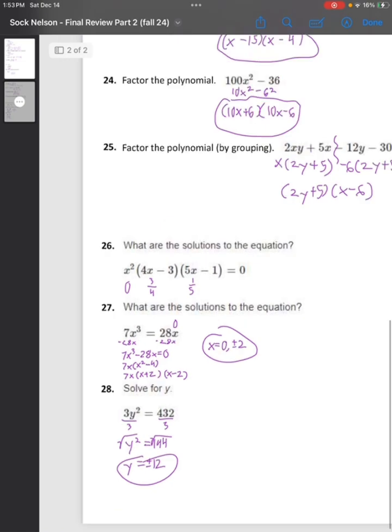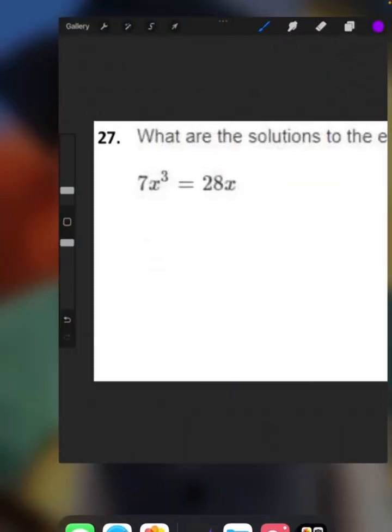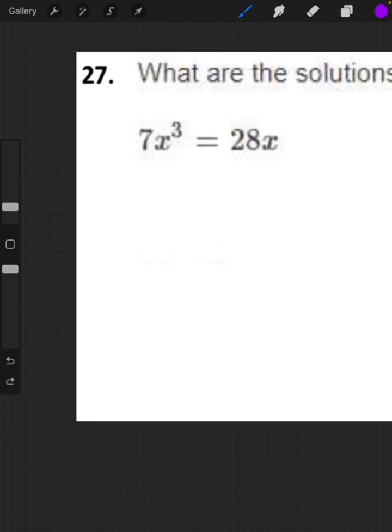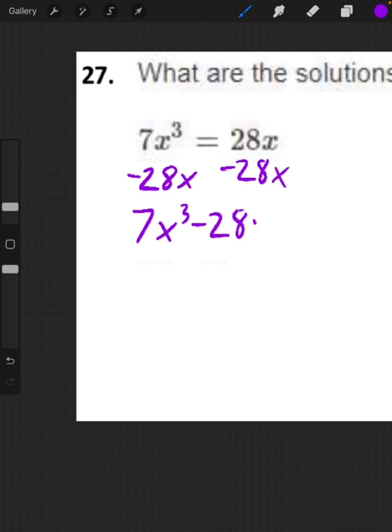Anyways. Okay, so what are the solutions to the equation? It looks like we just have to make this equal 0. So we would subtract 28x from both sides. That would leave us with 7x to the power of 3 minus 28x equals 0.